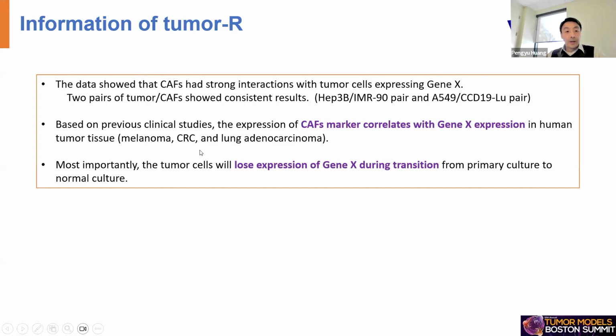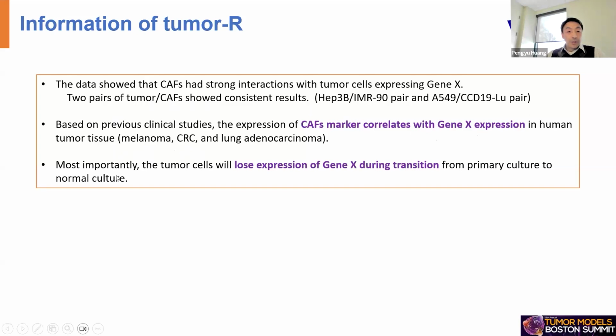Also, in clinical studies, the CAF marker always correlates with gene X expression. If you see the IHC, you see that where a tumor has high gene X expression, the surrounding area has a lot of CAFs, based on CAF staining. So this has clinical relevance. The paper from can show myeloma, CRC, or lung adenocarcinoma, they all have this kind of phenomenon.